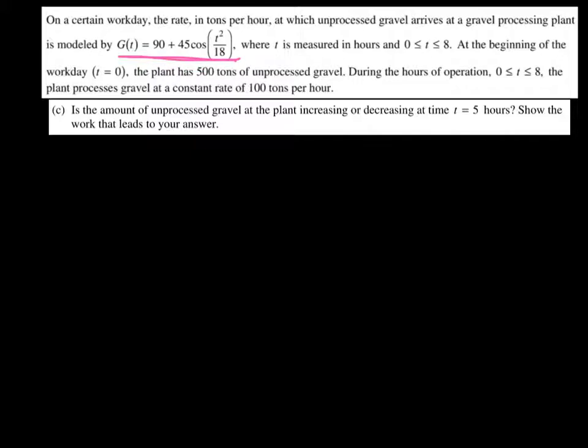But there's another rate going on that we talked about before. And we said that it's being processed at a rate of 100 tons per hour. So they want to know, is the actual amount of unprocessed gravel increasing or decreasing? Well, we have to compare these two rates. This is the rate that it's arriving. This is the rate that it's being processed. And so at t equals 5 hours, how do those two rates compare? So first thing I have to evaluate is G of 5. I'm just going to go ahead and enter that into my calculator and get an answer. If you want to, pause the video, get that answer, and then come back to me.